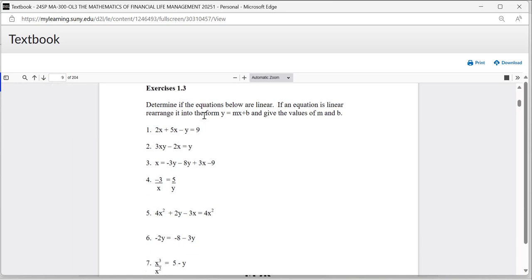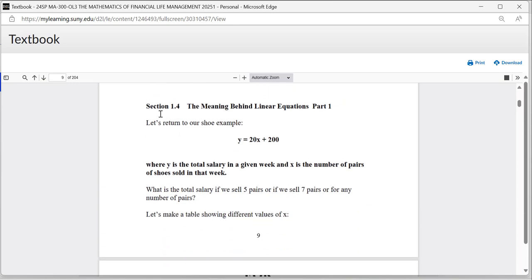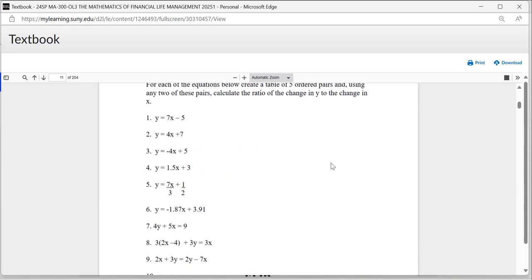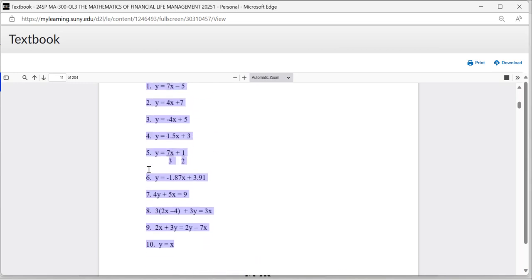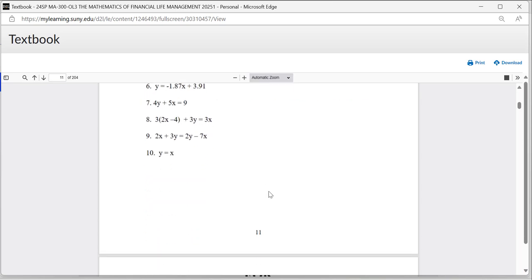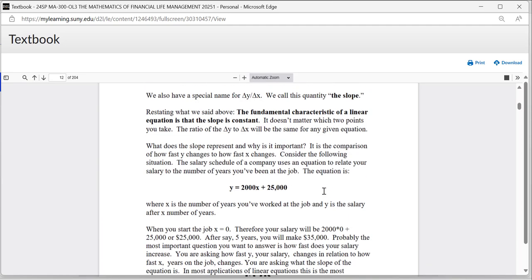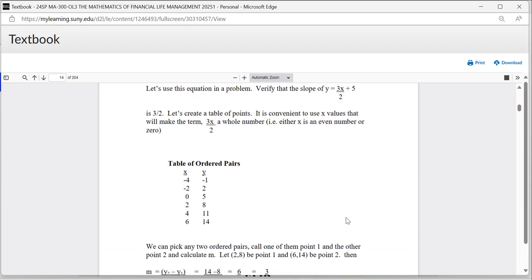So basically the question is determine if the equations below are linear. It's about 7 questions here. So you can answer that thoroughly, put it together. And section 1.4, you're going to have another set of exercises in the back. Exercise 1.4, so there are about 10 questions here. So you're going to finish all the questions. And then later, you submit it as one bulk submission, a single PDF file. Similarly, for section 1.5, if you scroll down, you're going to see all the exercises in the back.